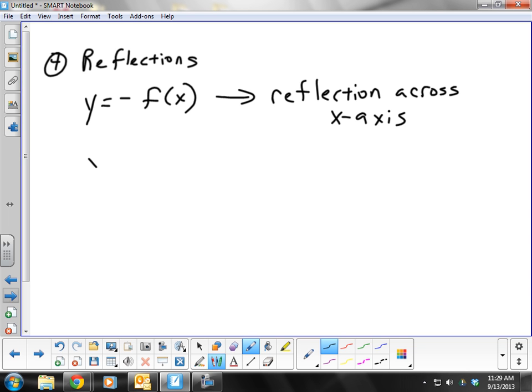Okay, and if I have y is equal to f of negative x, then that's changing the sign of the x value. And if I'm changing from a positive to a negative x or negative to a positive x, what am I reflecting across? The y-axis.